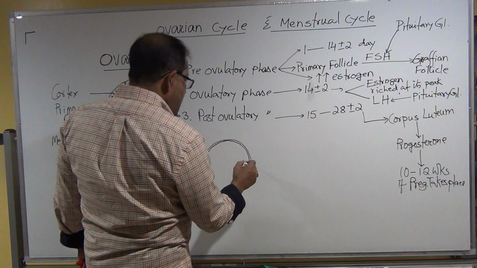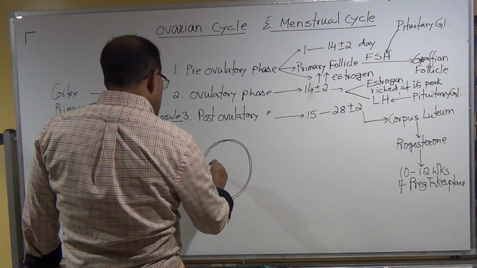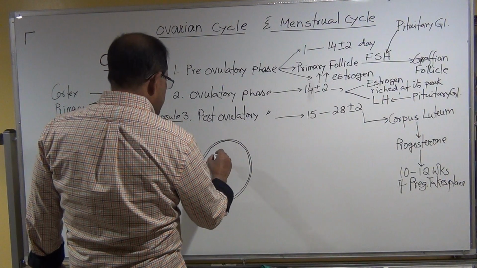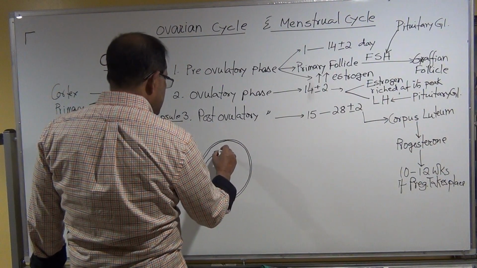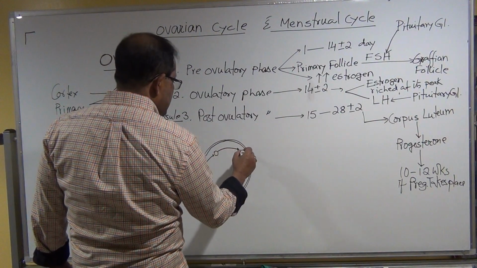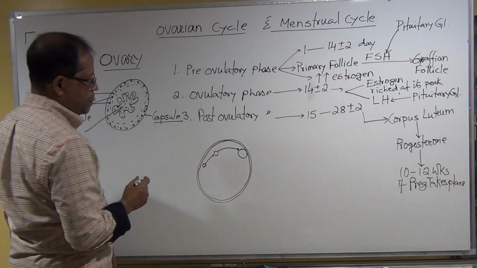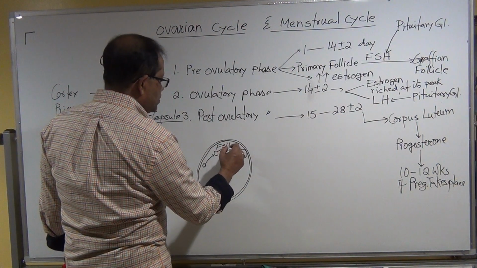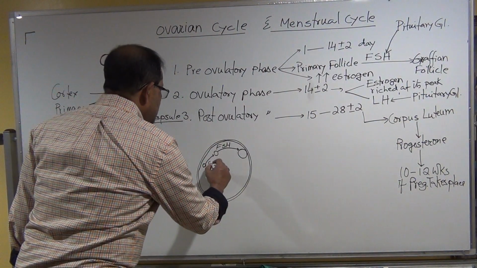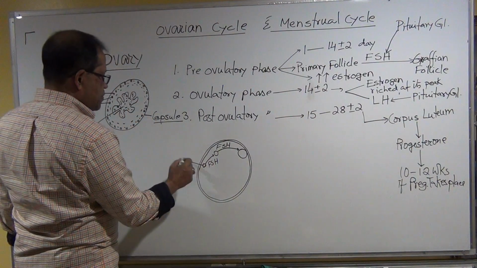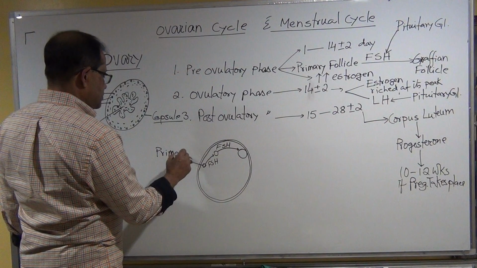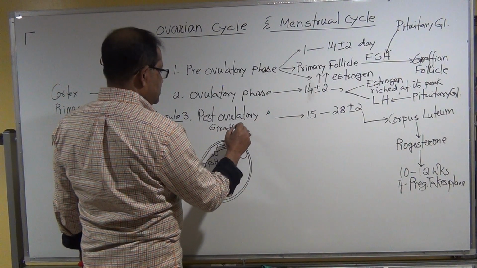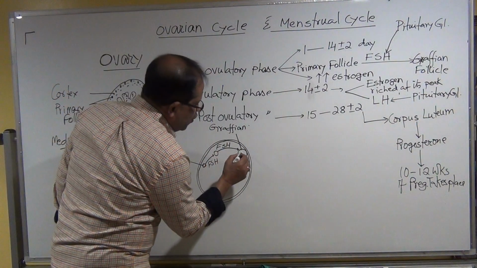Okay, this is the capsule, and understand that this is primary follicle, and primary follicle is getting bigger, then finally it turns into more bigger, with the stimulation of follicle stimulating hormone. So this is primary, and this is Graafian. Okay, and the ovum is inside here.